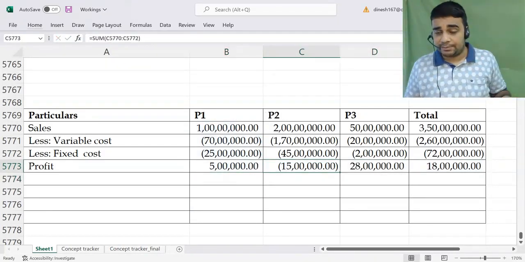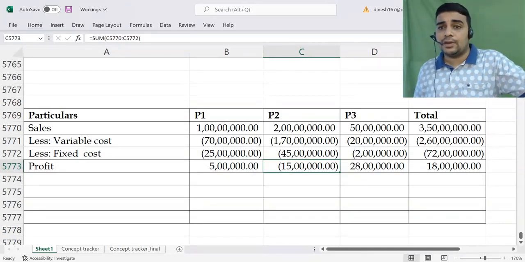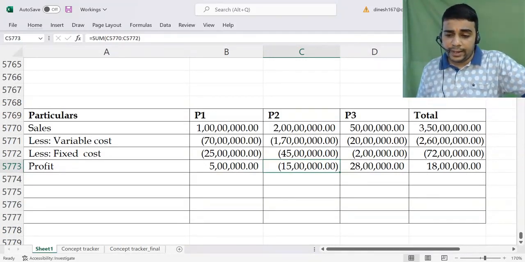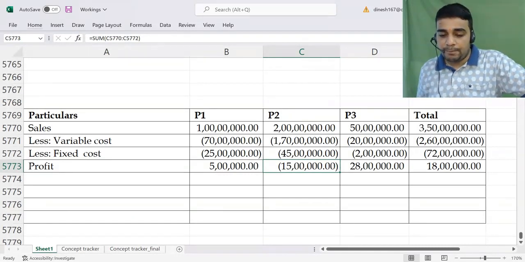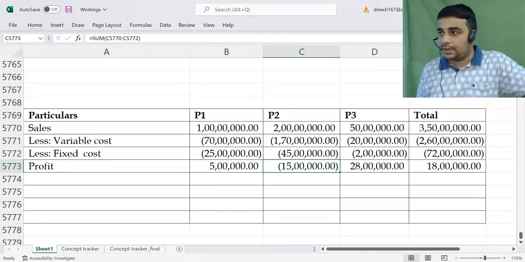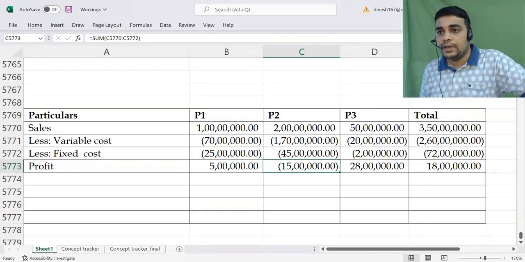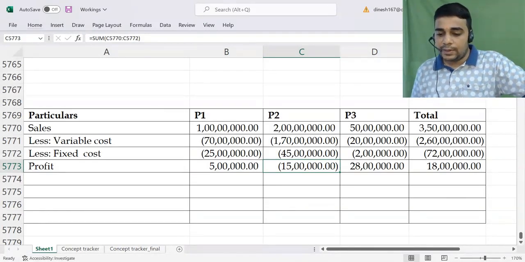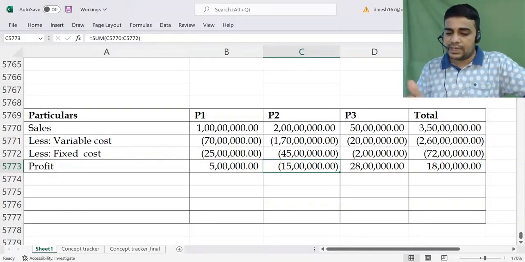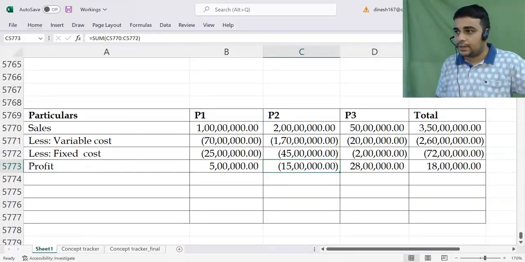Looking at the profit statement, you may end up concluding that product 2 is a loss-making product and product 3 is a highly profitable product. That's a conclusion you may arrive at by doing this analysis. You looked at the numbers, and looking at these numbers, you did some analysis and said that this is the profit statement of the company.